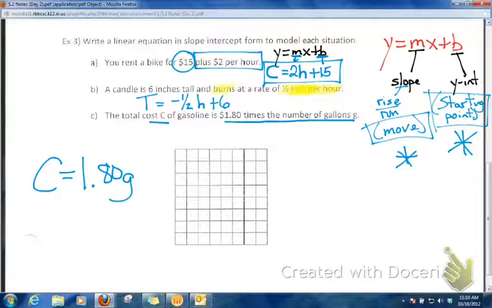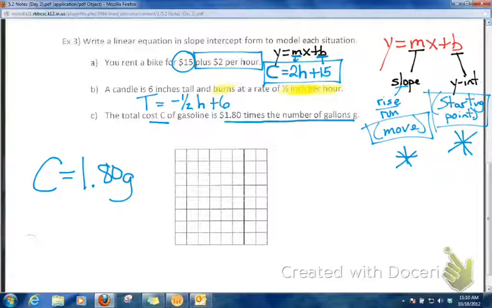Now, obviously, this is an old problem I found in a book. Gasoline has not been $1.80 for a long time. This should be more like $3.80. But for the sake of the problem, we're just going to leave it as $1.80.